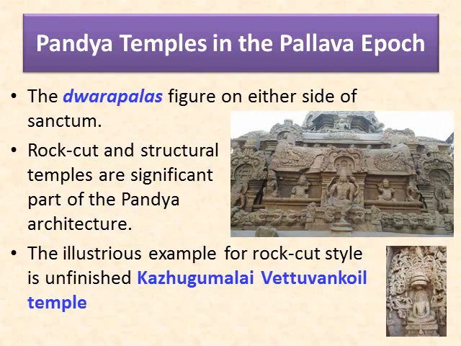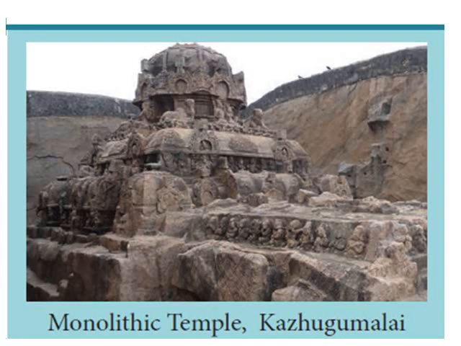The Dwarapalas figure on either side of the sanctum. You can find Dwarapalas on either side of the sanctum. The rock cut and structural temples are a significant part of Pandya architecture. You can find rock cut temples as well as structural temples in the Pandya architecture. The illustrious example of a rock cut style is the unfinished Kalugumalai Vetuvan Koil temple, which is there in the Thoothukudi district. Dear children, the picture you see is that of the monolithic temple at Kalugumalai.